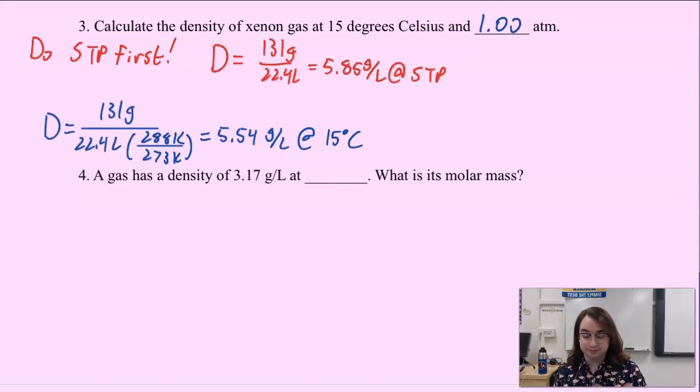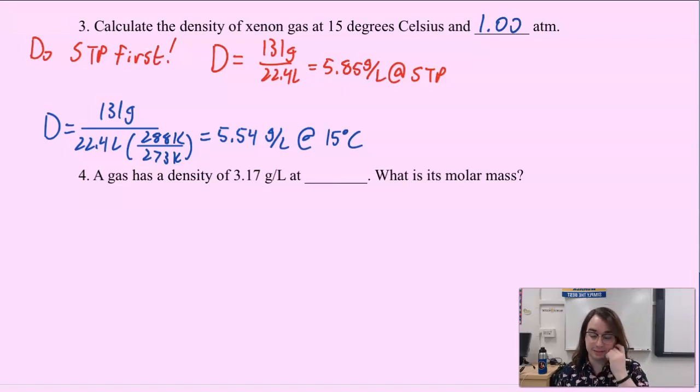Okay, so that's what you do. When you're at STP, it's really easy. You just take the grams and divide by 22.4. But when I'm not at STP, what I did is like what I did in the previous problem, where I took that STP value and evaluated how the change in temperature would affect that volume. If my temperature went from 0 degrees, which is at STP, up to 15 degrees, my temperature would go up, which means my volume should go up, and that's what I get, 5.54.